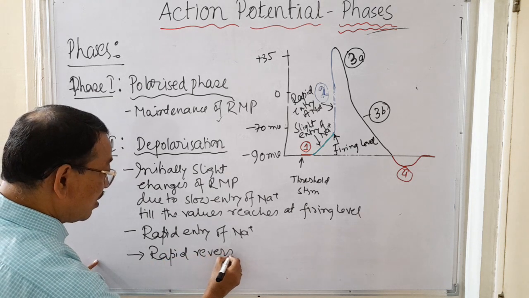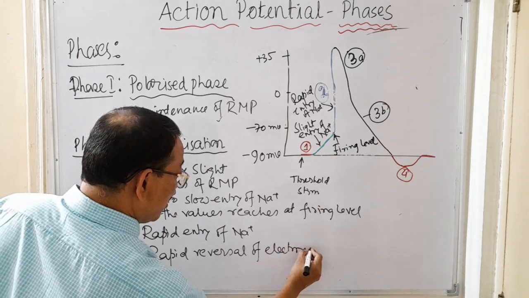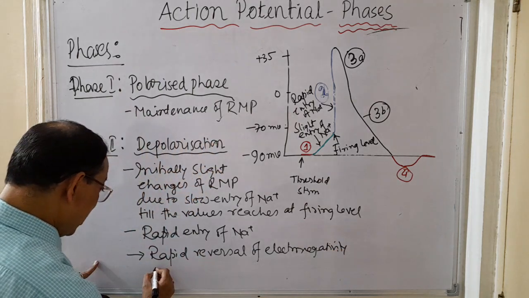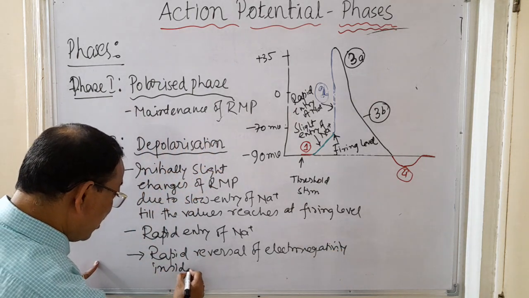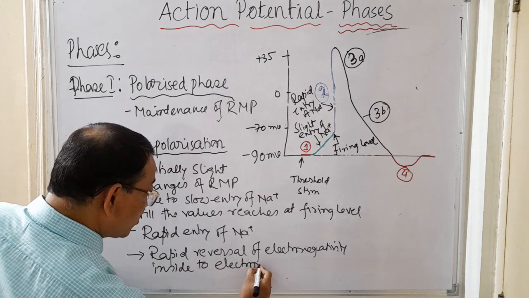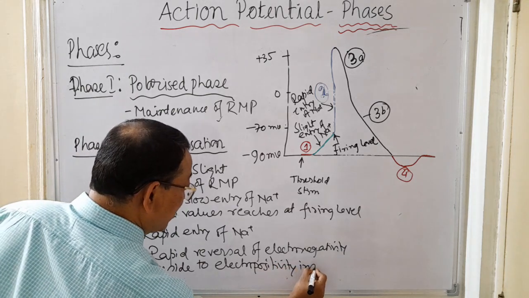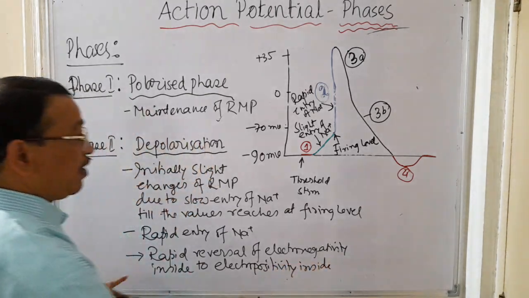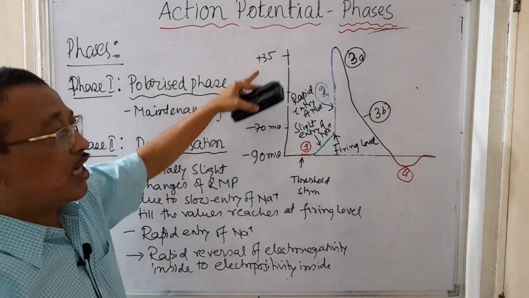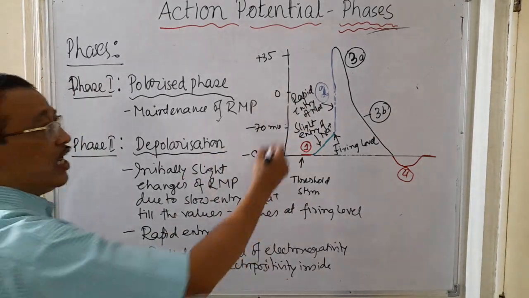This rapid entry of the sodium ion is responsible for the rapid reversal of negativity inside to electropositivity inside. That means minus 90 millivolt will be reversed to plus 35 millivolt, and this phase is known as the depolarization phase.